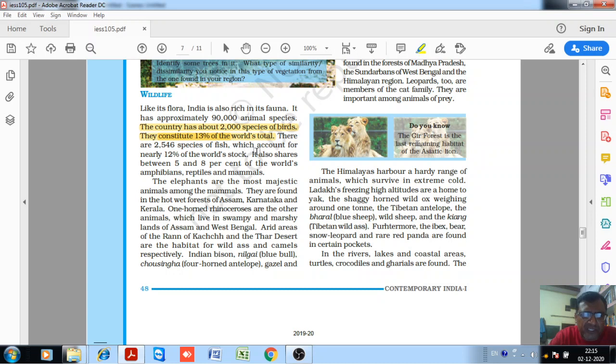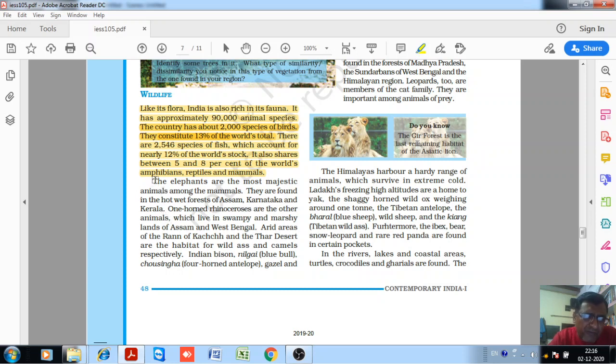There are 2,546 species of fish, which account for nearly 12% of the world's stock. It also shares between 5 to 8% of the world's amphibians, reptiles, and mammals. So these are the basic data about the animal life and its biodiversity. Now we have to see that elephants are the most majestic animals, very beautiful, very attracting. We love elephants. Among the mammals, they are found in the hot wet forests of Assam, Karnataka, and Kerala.